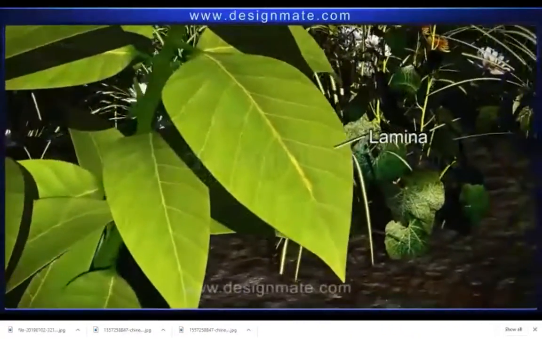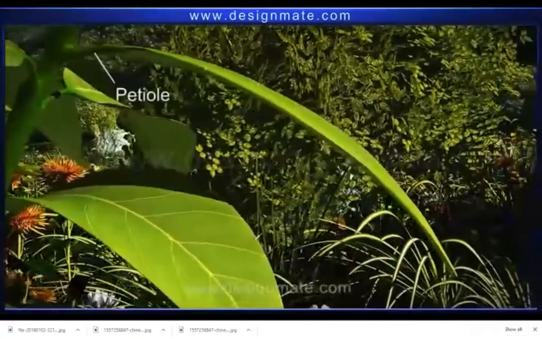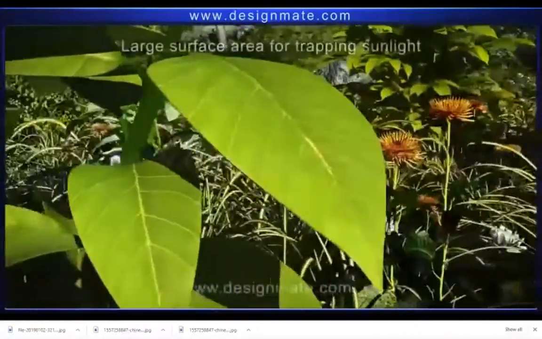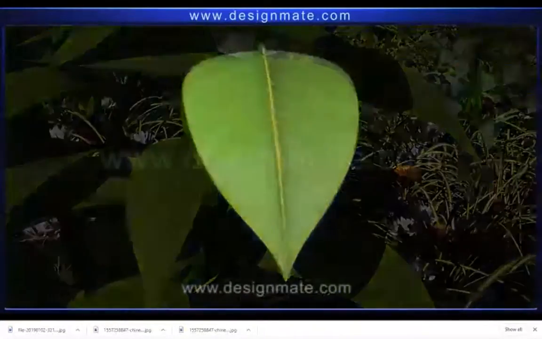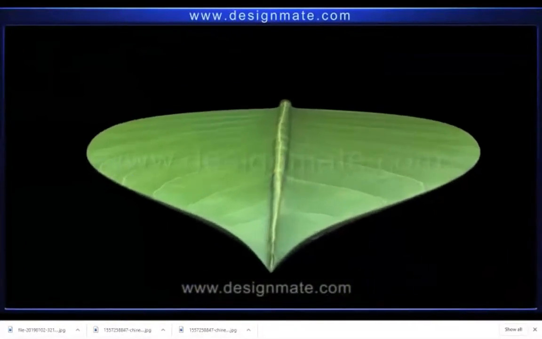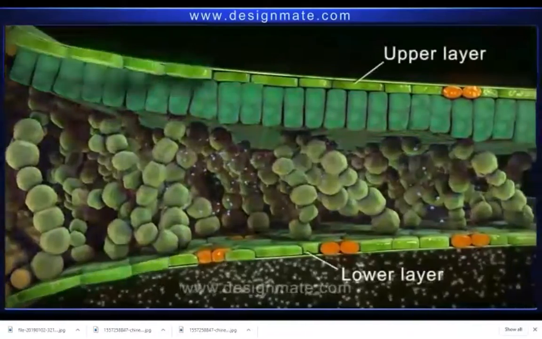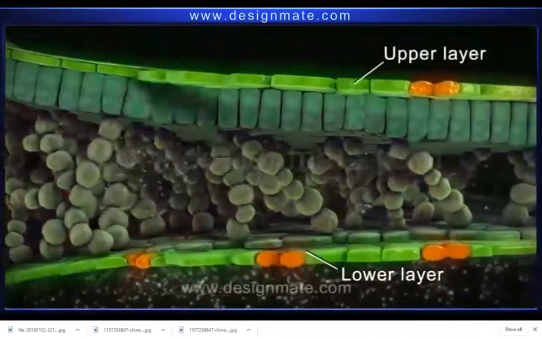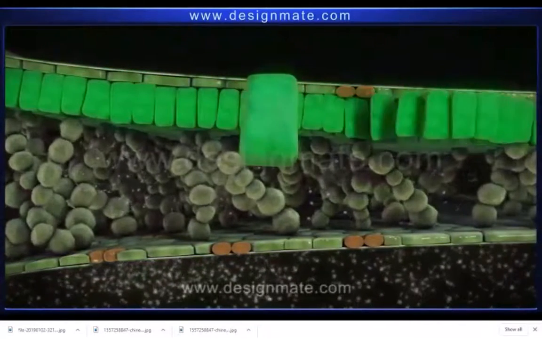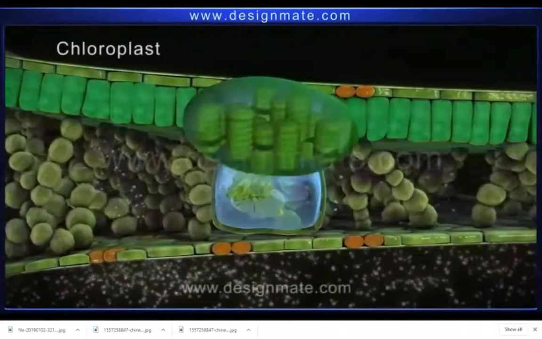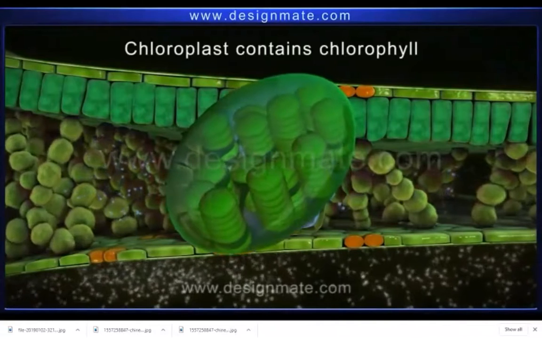A leaf consists of a flat, thin lamina, which is joined to the stem by a petiole. The flattened lamina provides large surface area for trapping sunlight. A cross-section of the leaf shows the upper and lower layers of cells, which are flat and irregular. Below the upper layer is the layer of tightly packed cells. These cells have specialized organelles called chloroplasts. Chloroplasts contain the pigment chlorophyll, which gives the green color to the leaf.